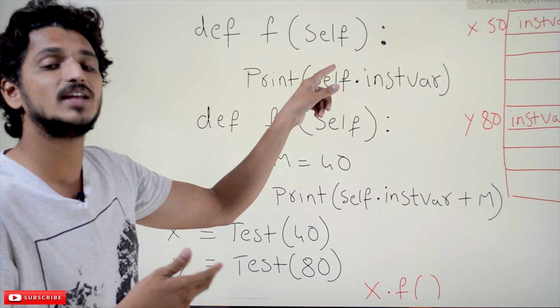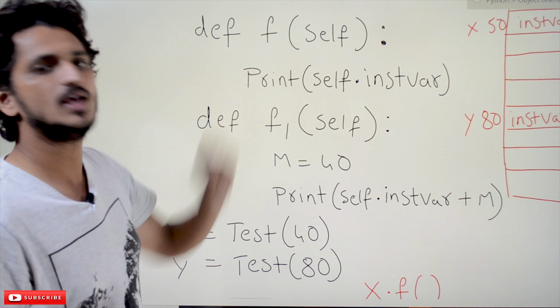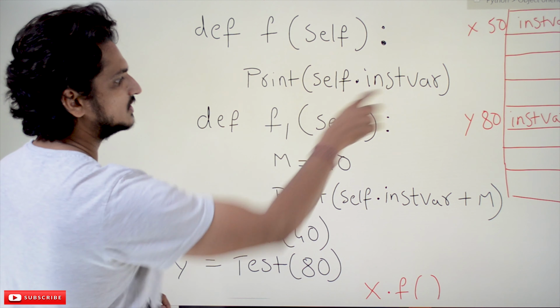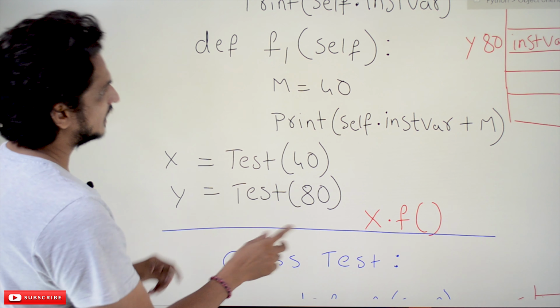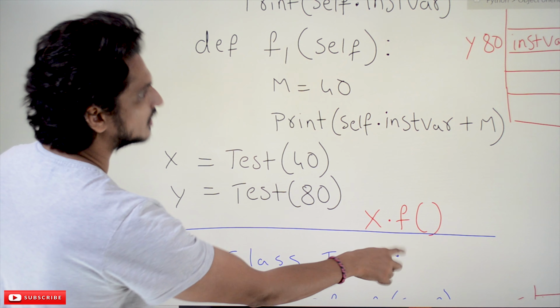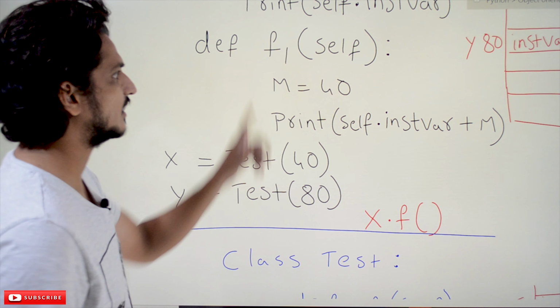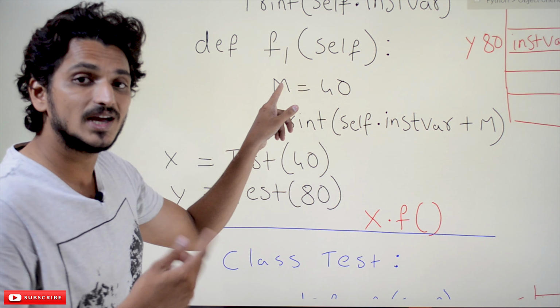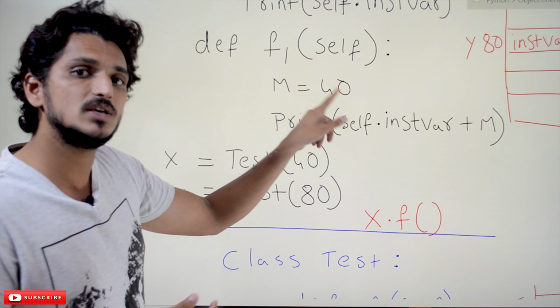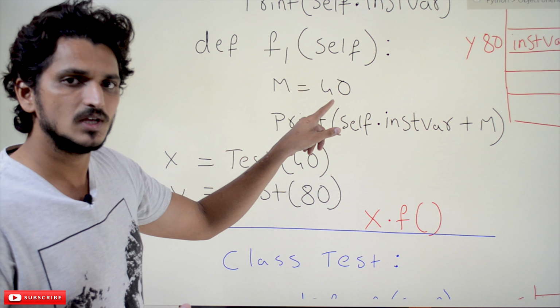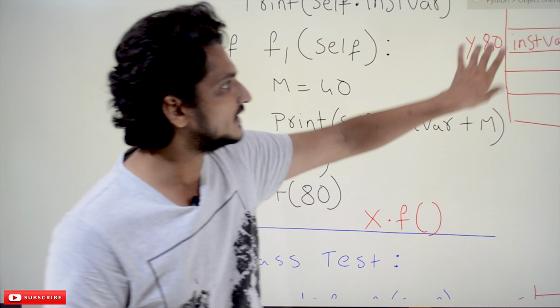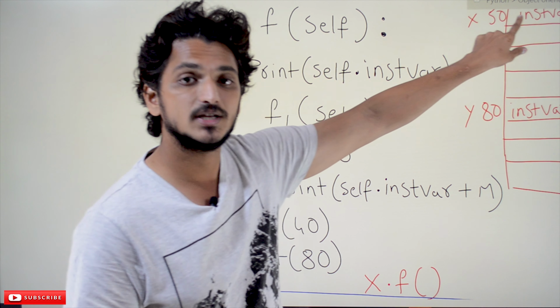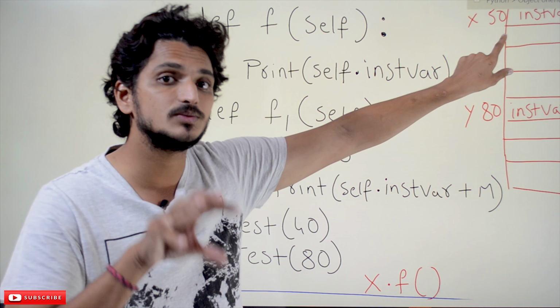We can access the instance variables through this self keyword, self dot inst var. Now let's take one more example. If you call x dot f1 of, what happens here? In f1 of self, we created a local variable m is equal to 40. Okay, this is not created in this space, it is created in the function space.